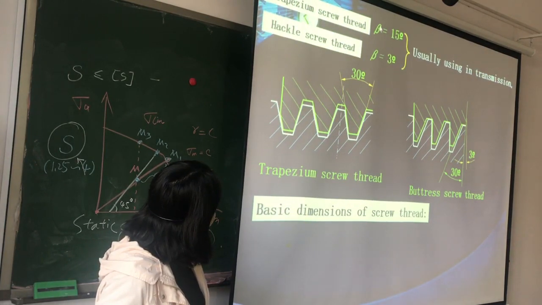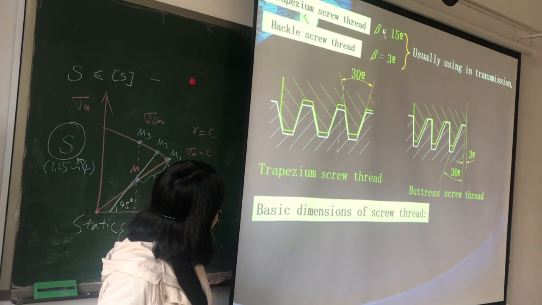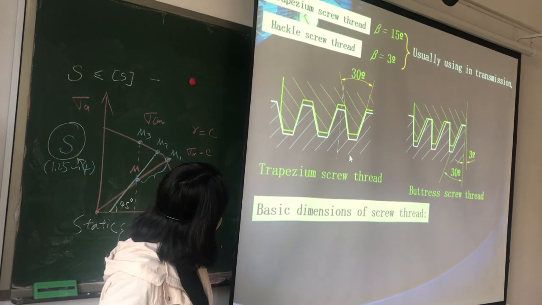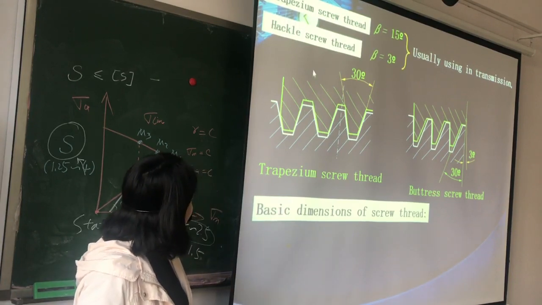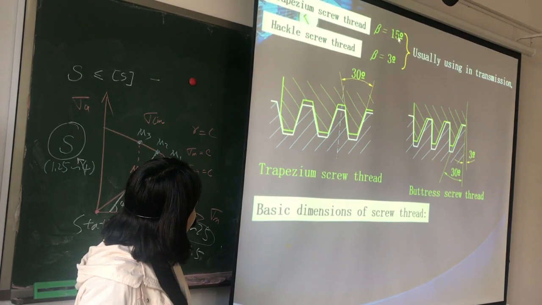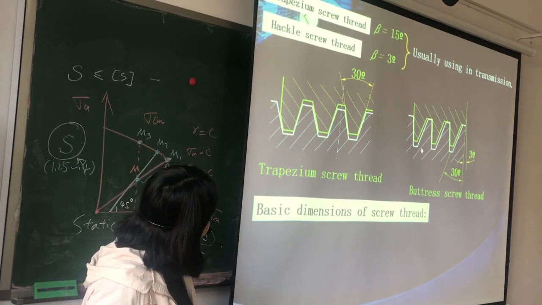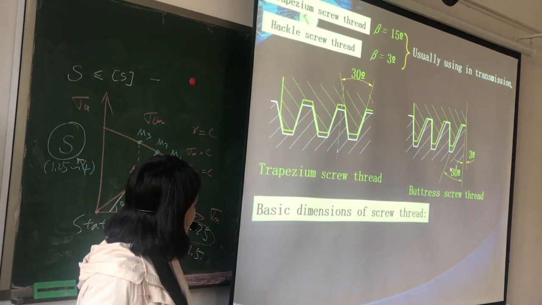This is the flank angle beta. For the trapezoidal screw thread, the beta is 15 degree, and for the buttress screw thread, the beta is 3 degree. Okay.